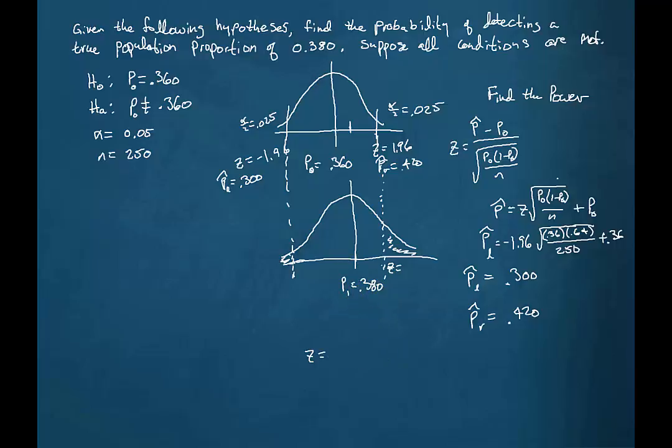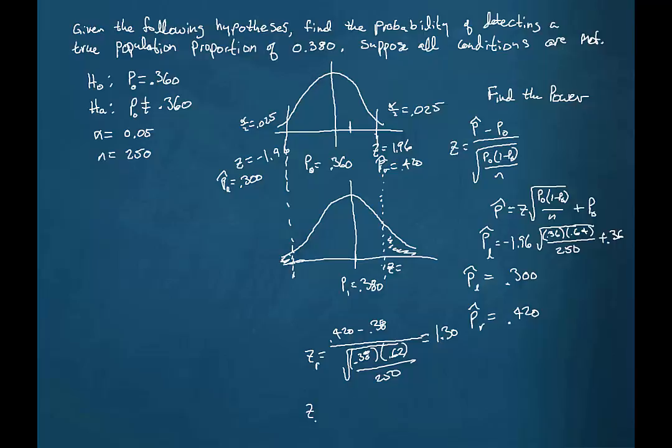So that'll be, again, using this same formula here. This time we'll calculate the z-values, so we'll leave it in this form. So p hat will be 0.420 for the right-hand side. So z for the right-hand side is 0.420 minus 0.380, divided by the square root of, now our proportion for this distribution is 0.38. So we'll have 0.38 here and 0.62 here and 250 here. And that z-value comes out to 1.30.